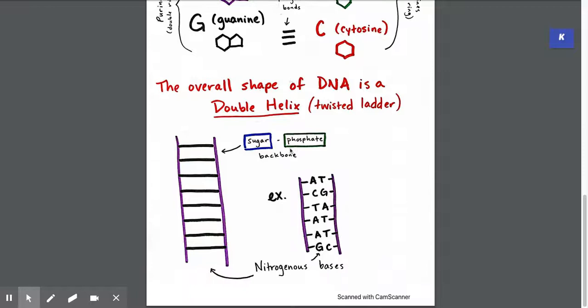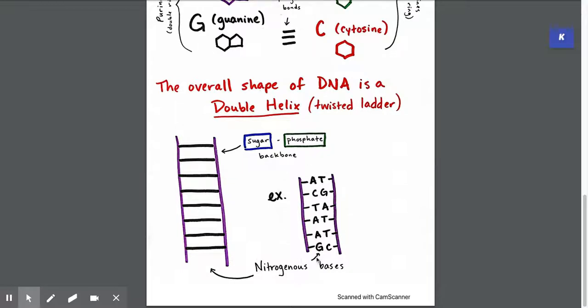Moving forward, the overall shape of DNA is called a double helix. It's a twisted ladder. So for our purposes, we're untwisting the ladder here. And the purple lines represent the sides of the ladder, or what we call a sugar phosphate backbone. The rungs, or the steps of the ladder that you would climb up, these are the bases, and the hydrogen bonds that hold the bases together.